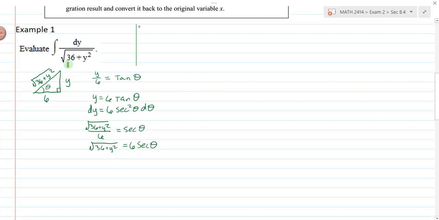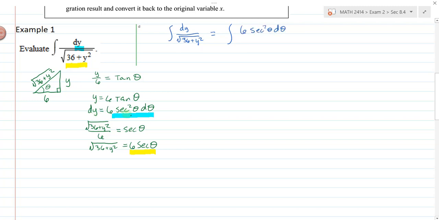What that means is that in place of this radical, I'm going to plug in a 6 secant theta. And in place of this dy, I'm going to plug in 6 secant squared theta d theta. This is all part of my substitution. So what I have now is that the integral of dy over the square root of 36 plus y squared is equal to the integral of 6 secant squared theta d theta.